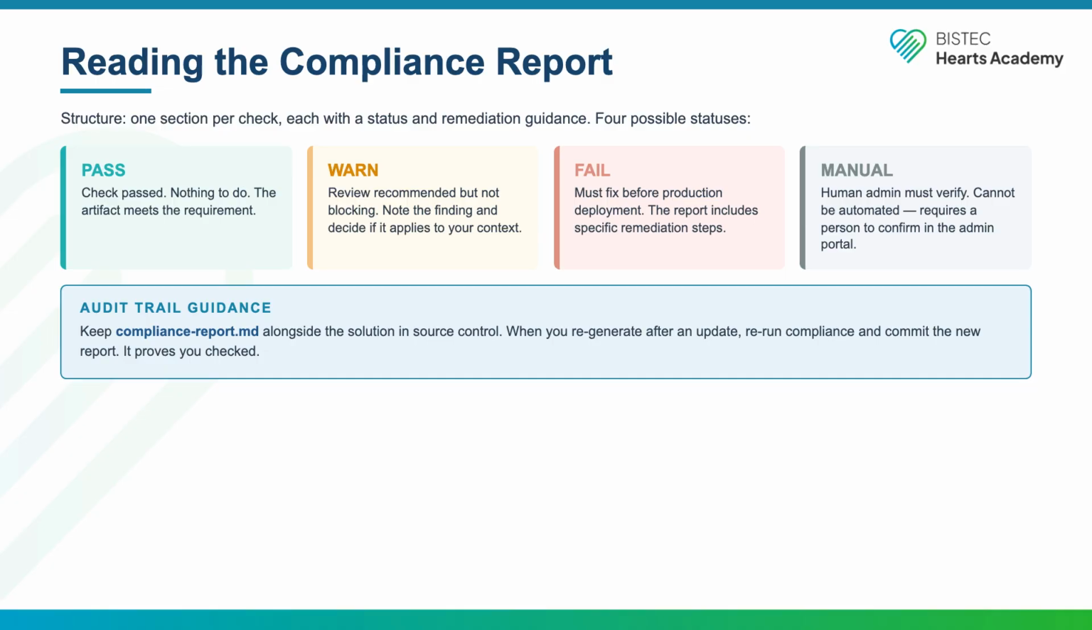You should read the finding, decide whether it applies to your context, and document your decision if you choose not to act on it. Fail means you must fix this before production deployment. The report will tell you exactly what to fix and, in most cases, how. Manual means no automation can verify this for you. A human admin must confirm the setting in the Power Platform Admin Center.